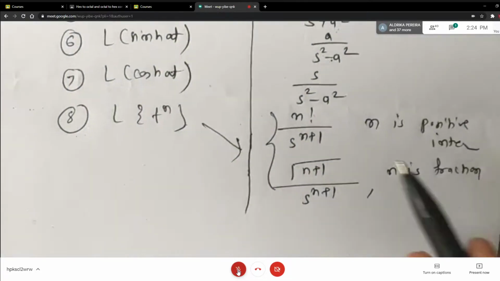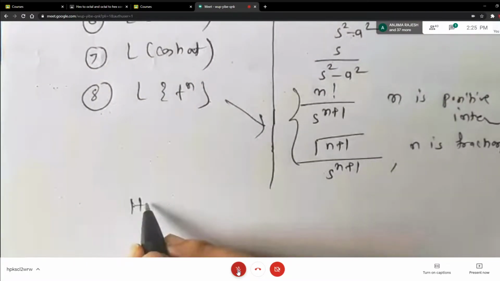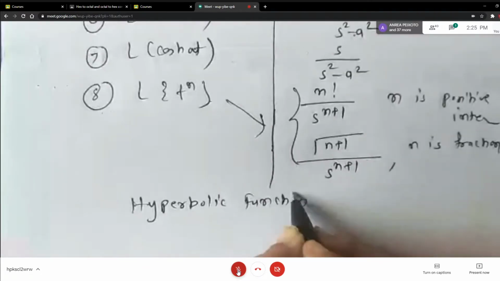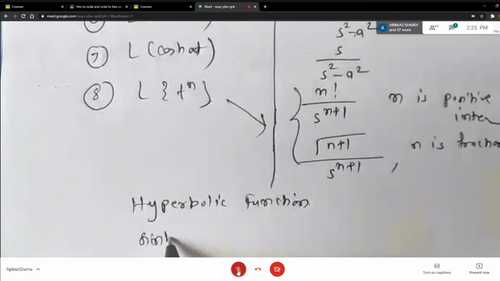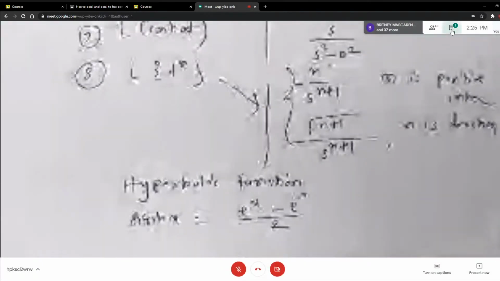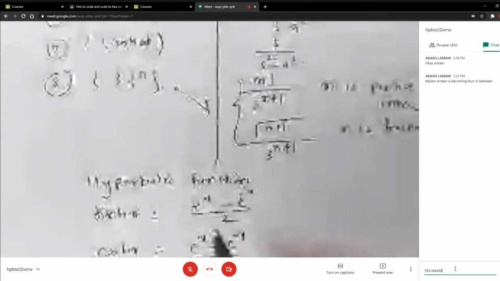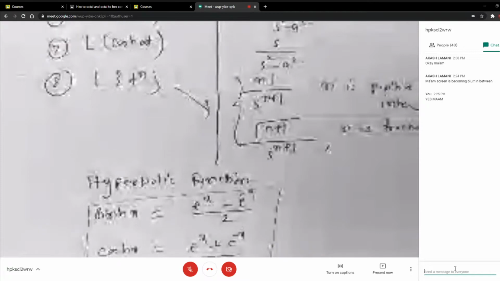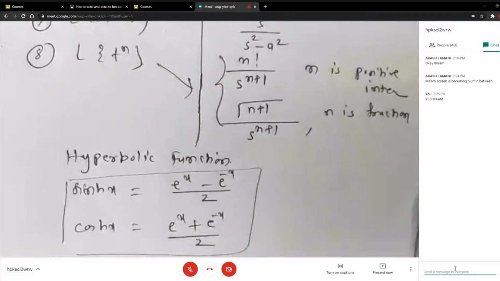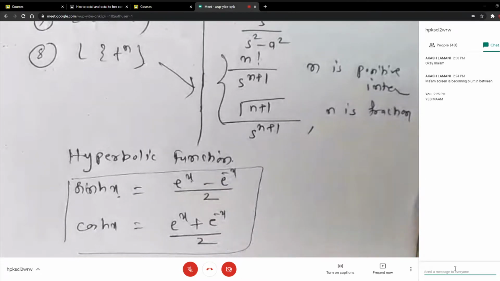Now one more thing I want to tell you. I don't know whether you are aware of hyperbolic functions. There are hyperbolic functions: sin hx, which is e raised to x minus e raised to minus x by 2, and cos hx is e raised to x plus e raised to minus x by 2. These are called hyperbolic sine and cosine functions. So, in place of sin h 80, cos h 80, in place of x you have to put 80.